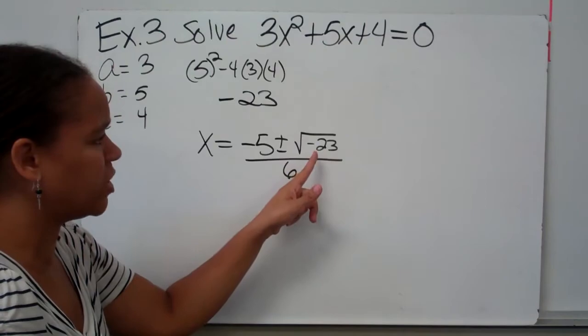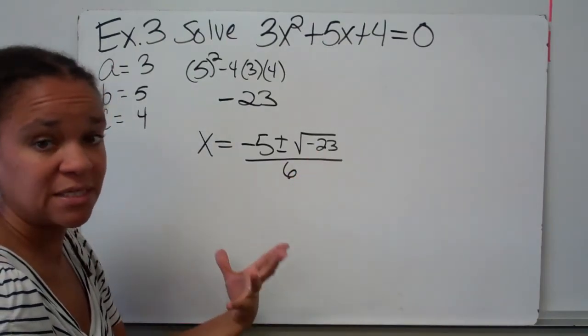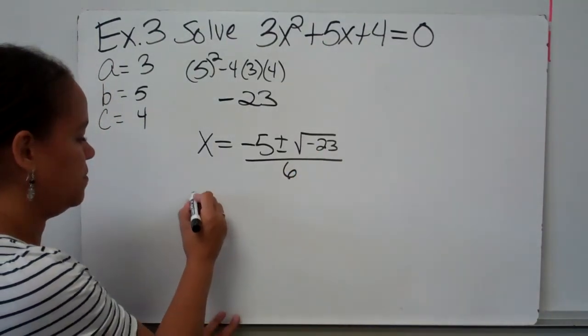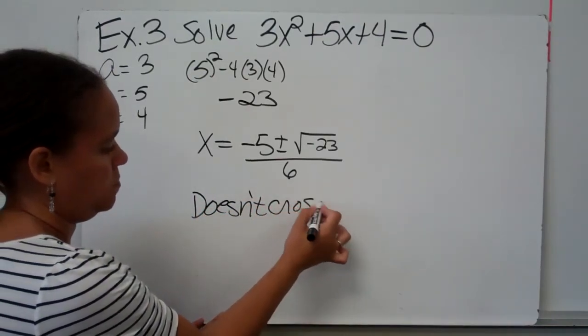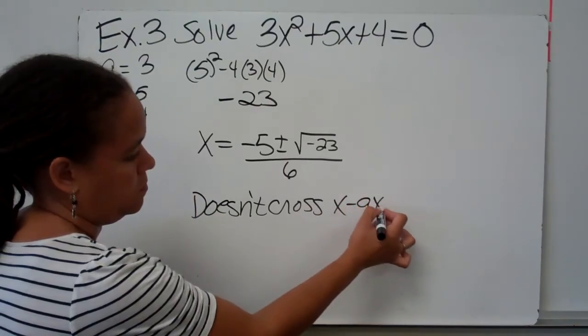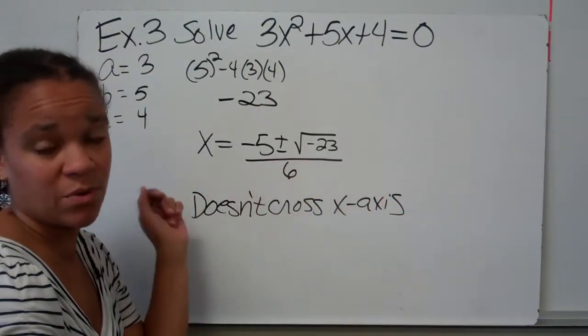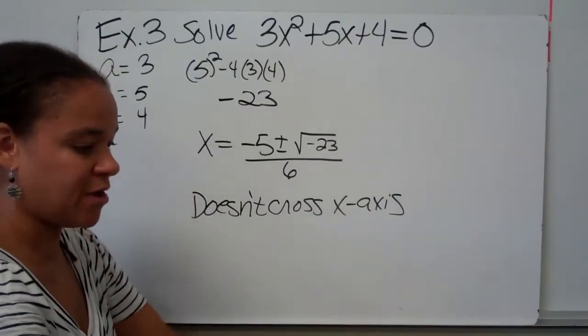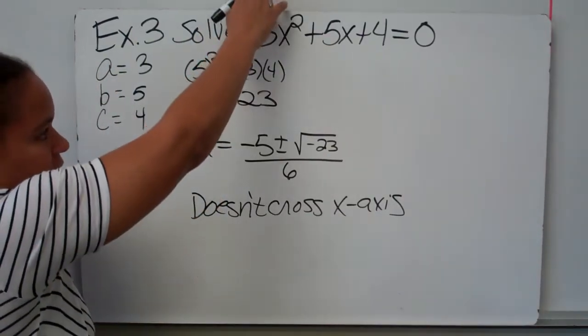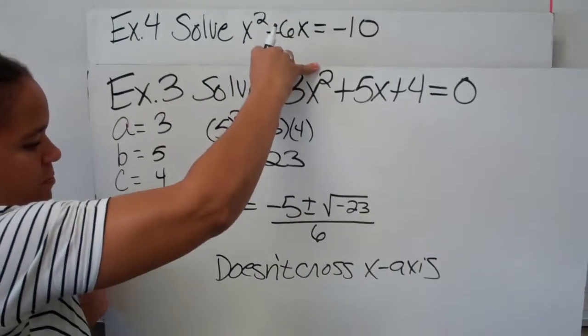So when we have imaginary solutions, that means it doesn't cross the x-axis. Because the solutions that we would find if we did would be imaginary. And imaginary means they're not there. All right. Now we have one more example.